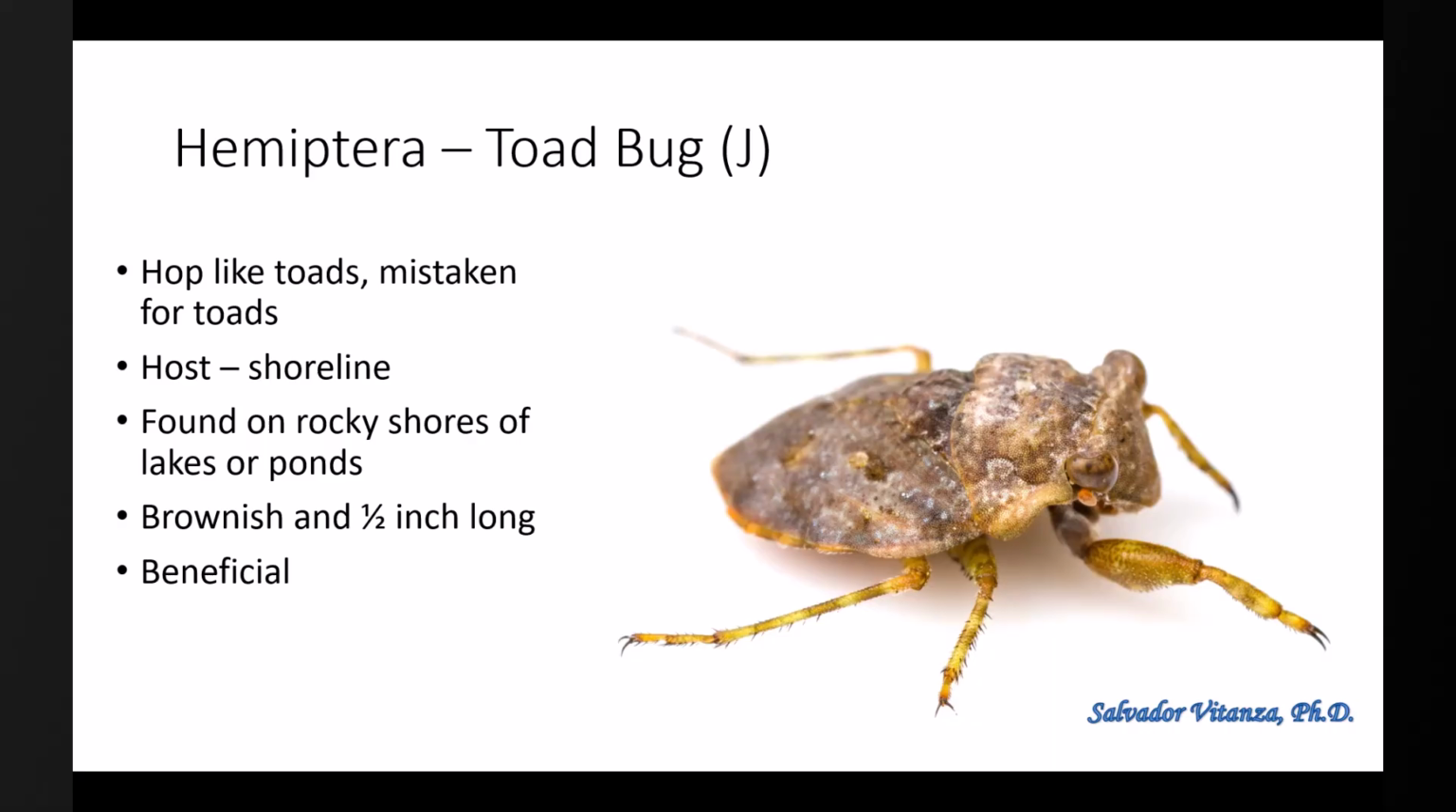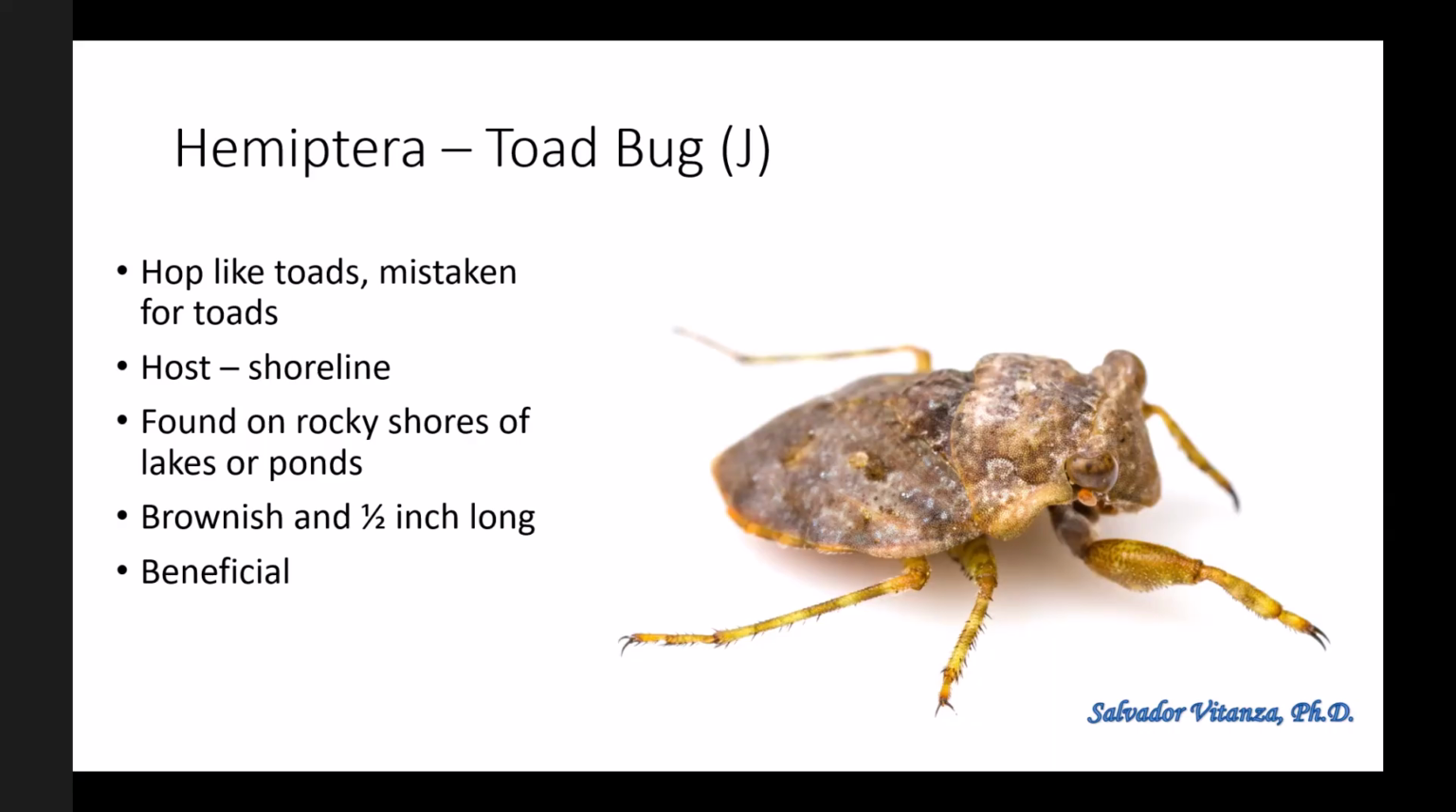Toad bugs are funny looking little hemipterans that hop like toads, are kind of warty like a toad is, and are often mistaken for little tiny toads. They're not very big, they're only about half an inch long, so they'd be a little tiny toad. And they're found along shorelines. So these aren't technically aquatic insects because they don't go in the water, but they're found along the shoreline, lakes or ponds. And they're considered beneficial. You can tell from their front legs that they are some sort of predator. They have those raptorial legs.